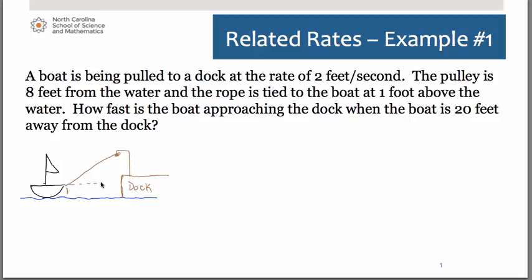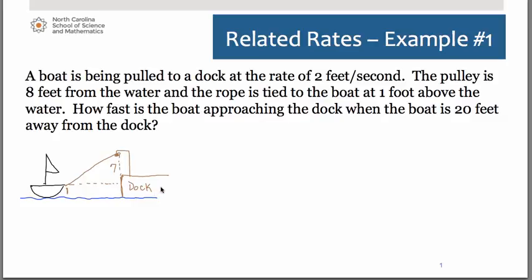So we're basically going to make a right triangle out of this. So if this height here is 1, that means if we make a right triangle out of this, this height is going to be 7. And we are told that the boat is being pulled to the dock at a rate of 2 feet per second. So let's think about what that's telling us.